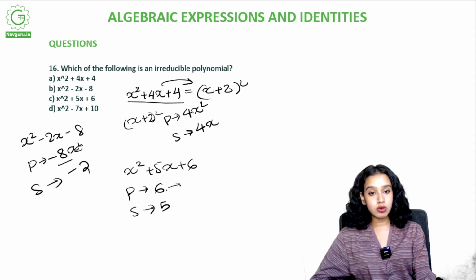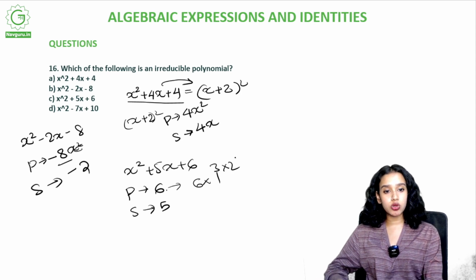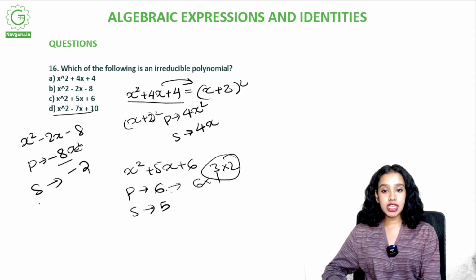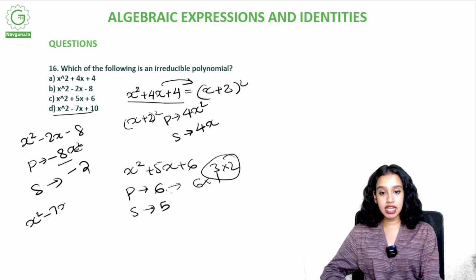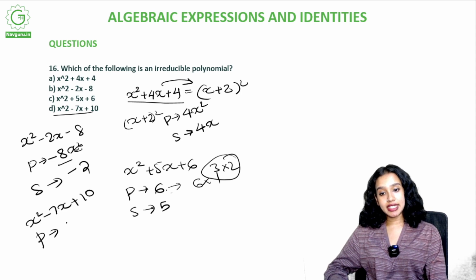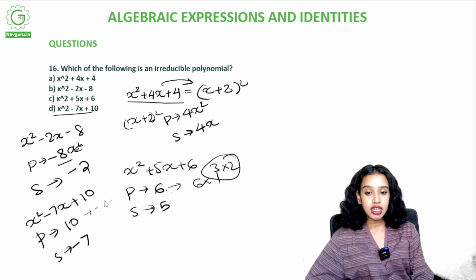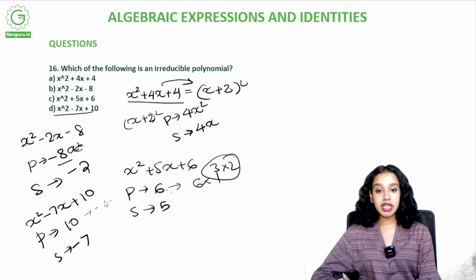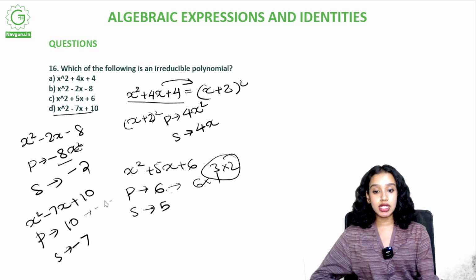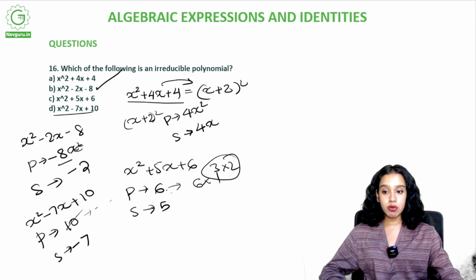How is this possible? What are the factors of 6? 6 would be 6 into 1, 3 into 2. Yeah, 3 into 2 is possible. The sum is 5. Now, next one is x square minus 7x plus 10, right? So, the product should be 10 and the sum should be minus 7, right? The sum should be minus 7 means the numbers are two negative numbers and we have to get a product of 10. So, if I am taking minus 5 and minus 2, we will get the sum as minus 7 and the product is 10. So, the second option is the irreducible polynomial.